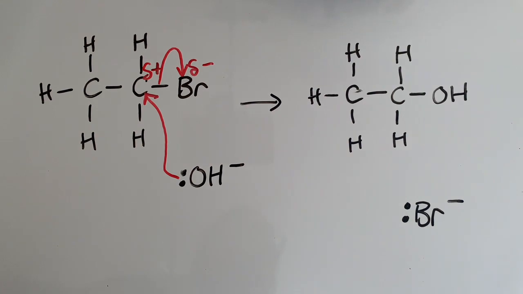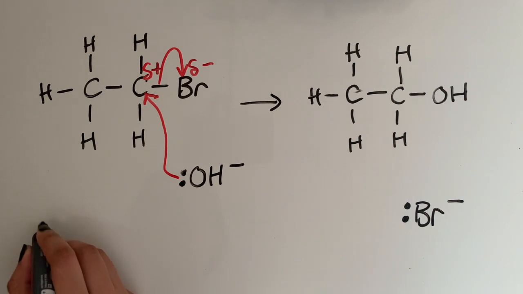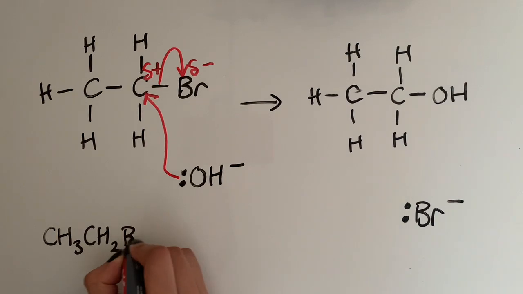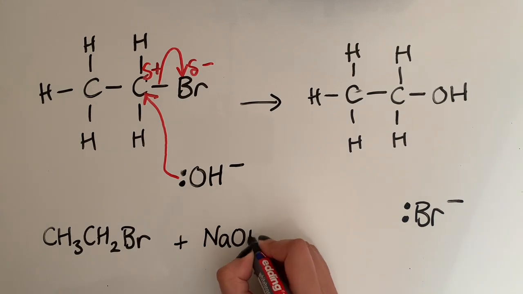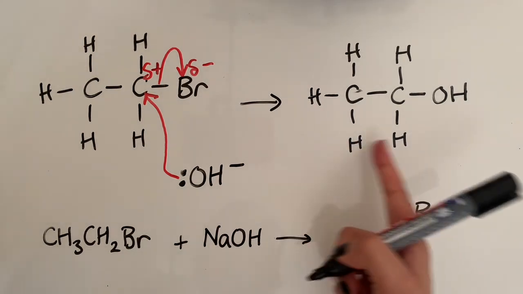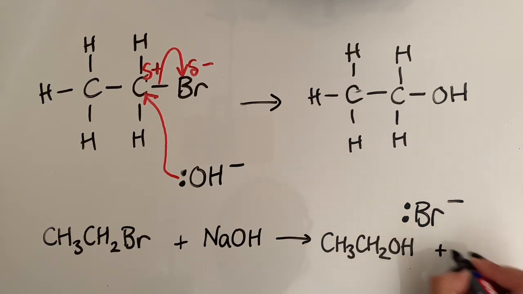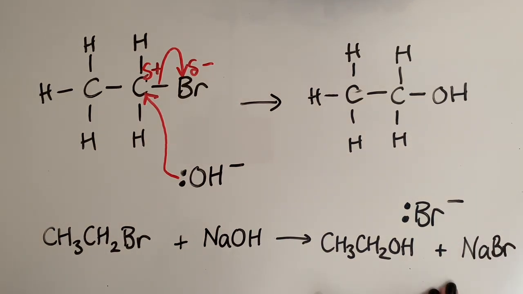So if I now do the overall reaction, this was just the mechanism, if I write out the overall reaction, we had CH3CH2Br, so this is our bromoethane. I reacted that with sodium hydroxide, and that has formed ethanol, which is CH3CH2OH. And this bromide ion, remember what I said, the sodium ion is a spectator ion, so that is just going to go with that. Okay, and this is the balanced overall equation of what has occurred.